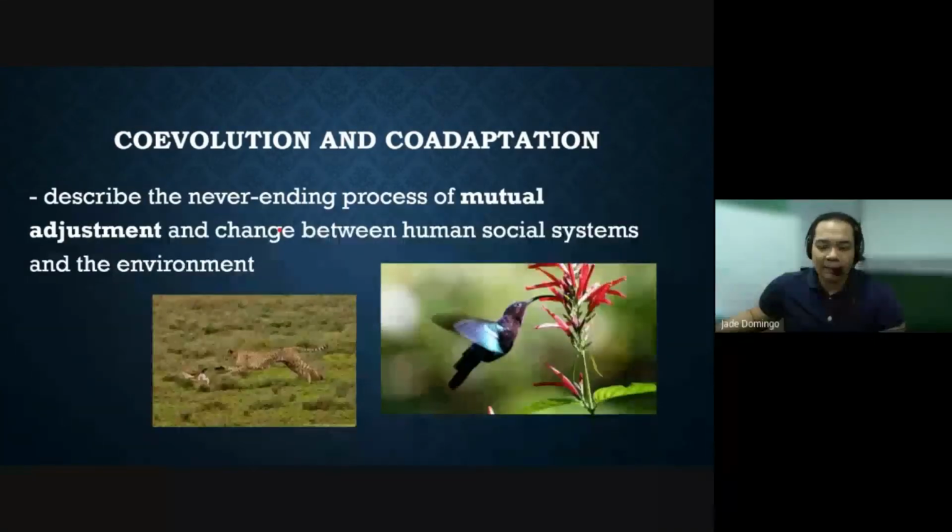So here we have two concepts in human interaction systems: co-evolution and co-adaptation. These describe the never-ending process of mutual adjustment and change between human social systems and the environment. I'd like to highlight here the never-ending process of mutual adjustment. Meaning, as we adapt to our environment, the environment will also adapt to us. The plants, the animals, even the soil around us will adapt to human beings, or the human social systems.